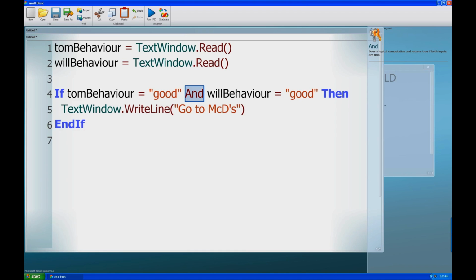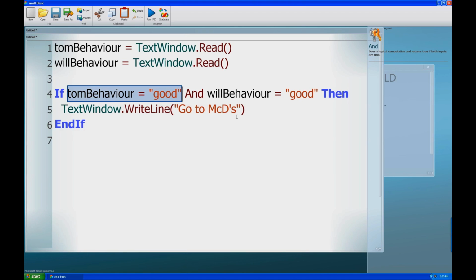And again, this statement and each of those two statements will both respond either true or false. Was Tom's behaviour good? If it was, then it understands that to be true. Was Will's behaviour good? Well, yes it was, so we respond that as true. If it wasn't, then it understands that as false. And that's what we mean by Boolean. It either gives true or false responses.